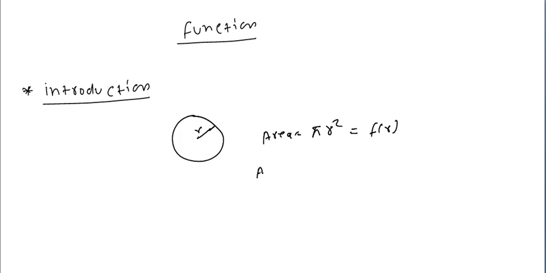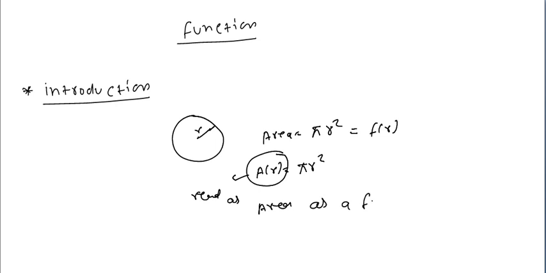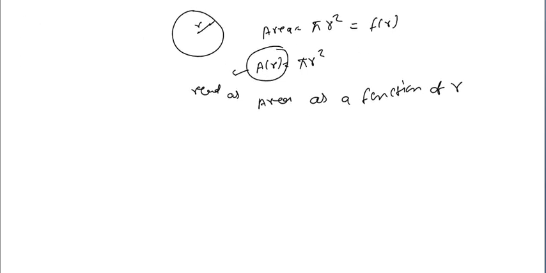That's why I am writing here area as a function of r is equal to pi r square. Please note that this part is read as area as a function of radius, that is r. Similarly, if we have a square, let's consider next example.